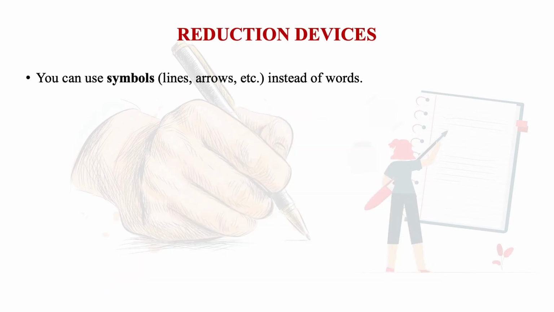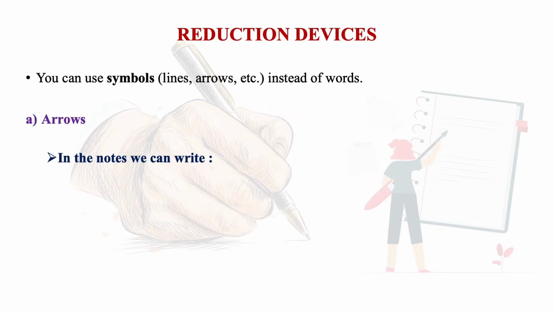Now let me talk about the reduction devices one by one. The first reduction device which is used for taking notes is obviously symbols. Symbols could be in the form of lines. You may make use of lines while taking notes. You may make use of arrows. These symbols are used in place of words. So instead of words, you use these symbols. Now, what are those symbols? Let me explain to you one by one.